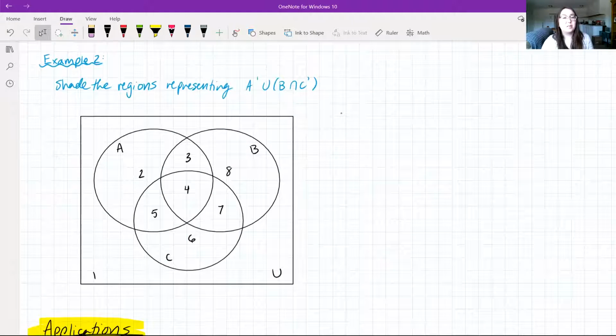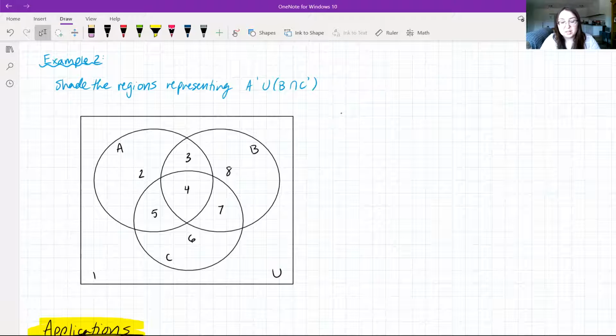Now we can do a little harder example. So we want to shade the regions representing A complement union of B intersected with C complement. So we see there's just more than 2 sets that we're dealing with here. But it's also important to remember our original rules, or I guess in our case, PEMDAS, where parentheses, exponents, all the rest of it, we want to follow the same rules. And we're not really going to see exponents in these cases, but we will see parentheses. So we always have to do what's in the parentheses first.